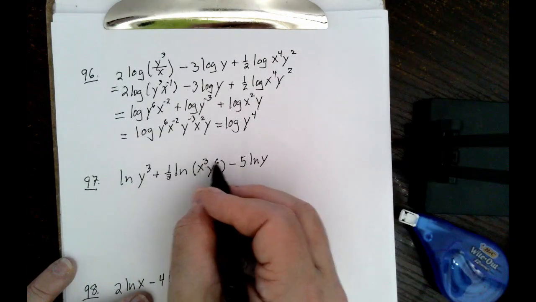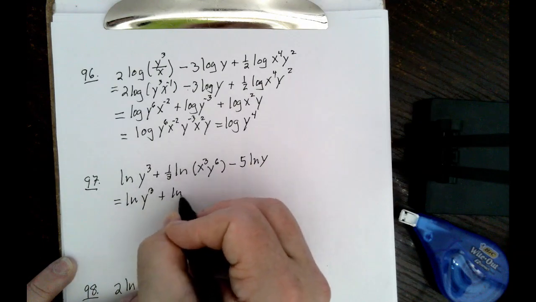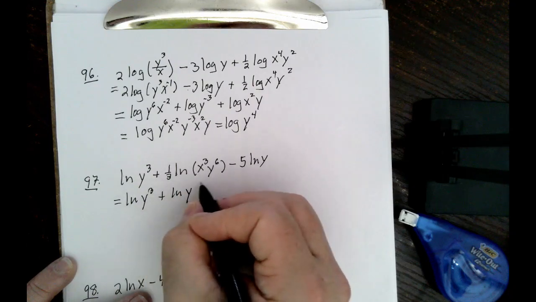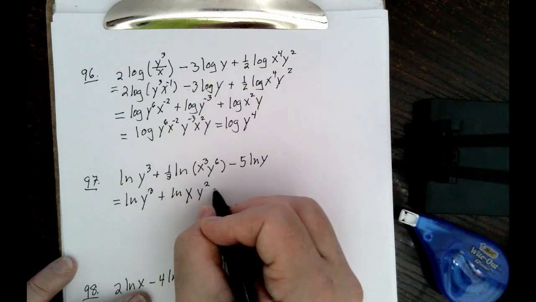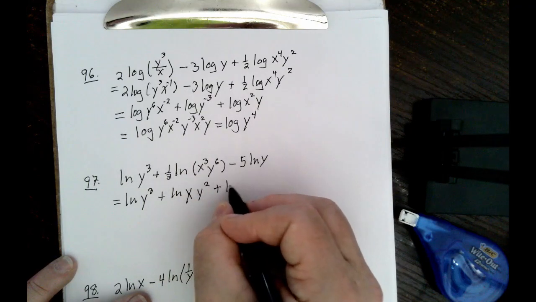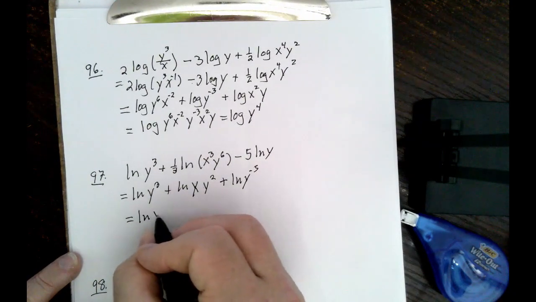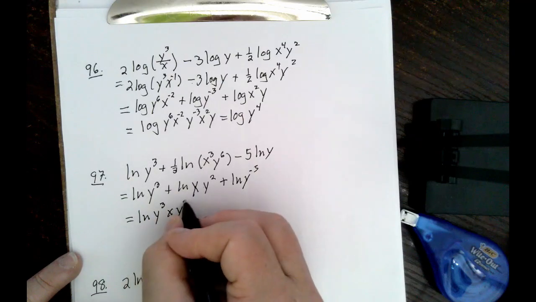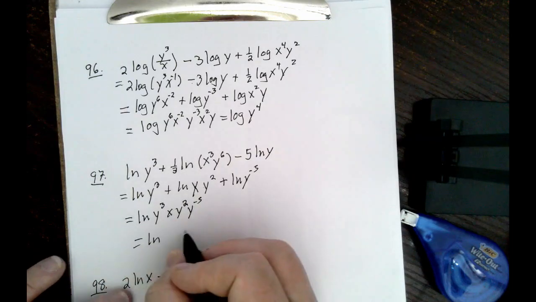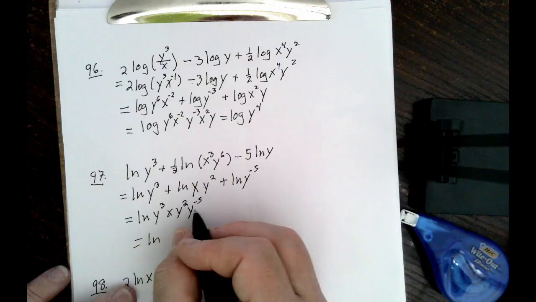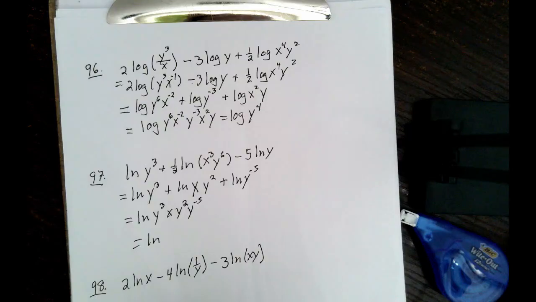Alright, so now the 1/3 can go into the exponent there. So you can write that as ln of y cubed plus ln of 1/3 times 3 is just 1x. 1/3 times 6 is 2, y to the 2nd. And you can bring that negative 5 into the exponent. Okay, and so now everything is being multiplied. So that becomes ln of y to the 3rd, y to the 2nd, y to the negative 5. Those guys go away. And I think you're just left with just ln of x.